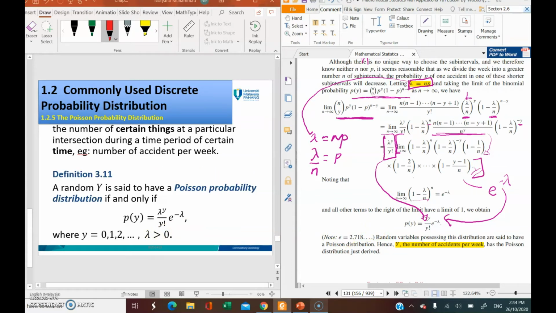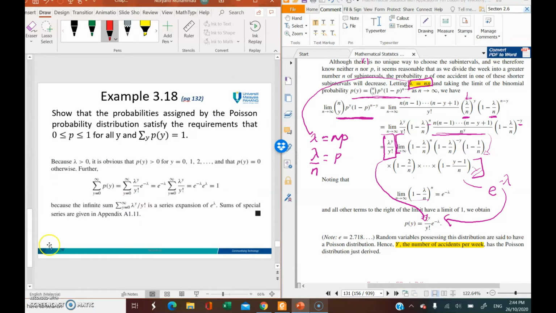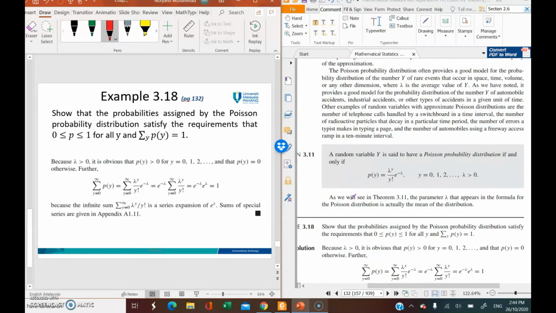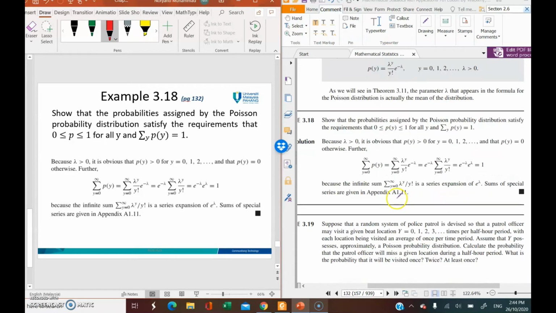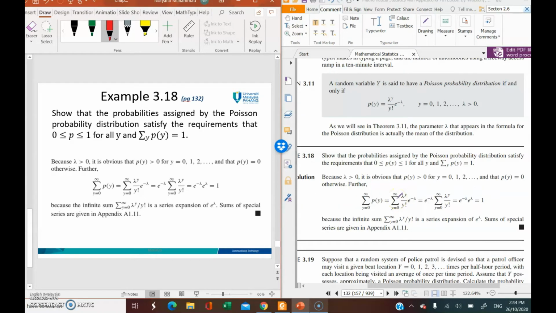Okay, now we move to the example here. If you look at example 3.18, show that the probability assigned by the Poisson probability distribution satisfies the requirement that p(y) is between 0 and 1 for all y, and the summation of p(y) is equal to 1, where y is from 0 until infinity.